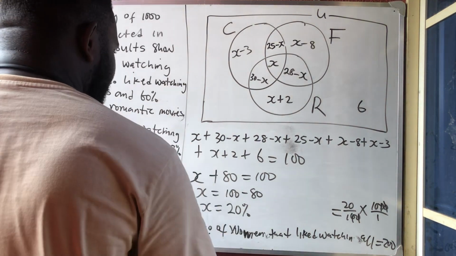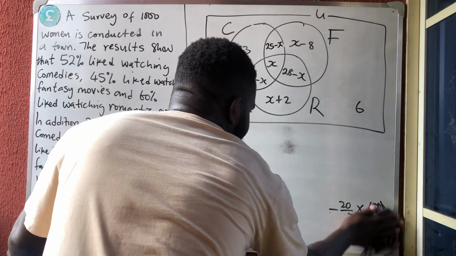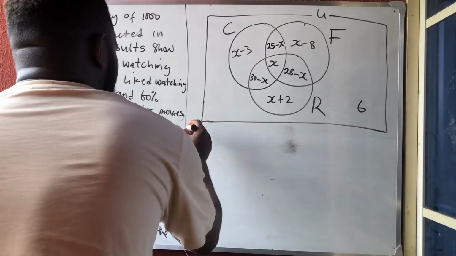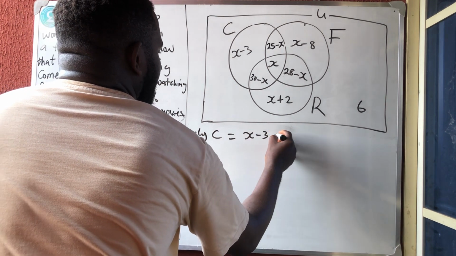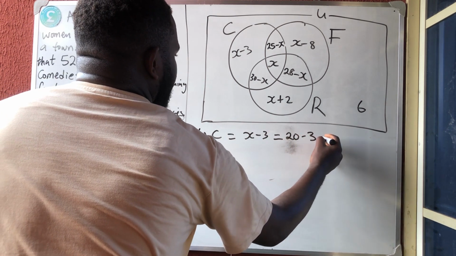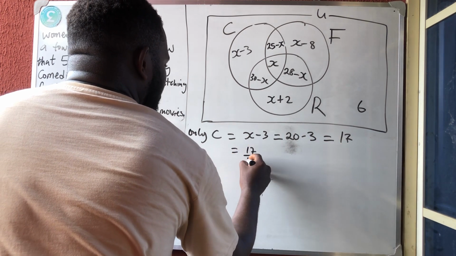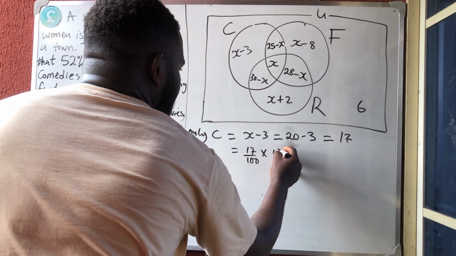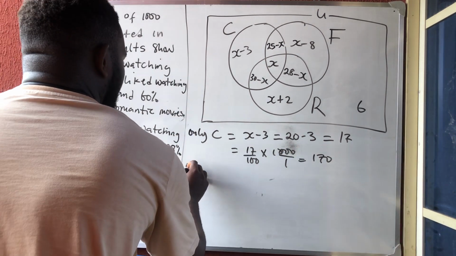Okay, let me just do that. So to get for only comedy now, only comedy should be equal to what? x minus 3, which is what? 20 minus 3, which is 17. So which is what? 17 over 100 times 1,000 over 1, which is what? 170. Are you getting it?